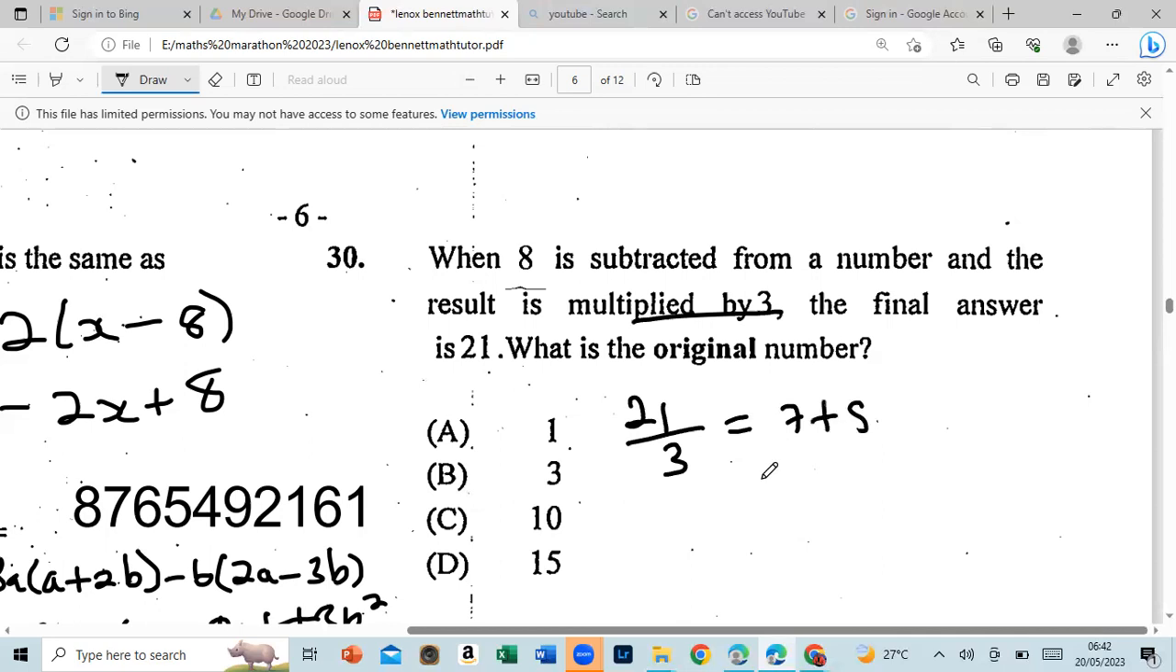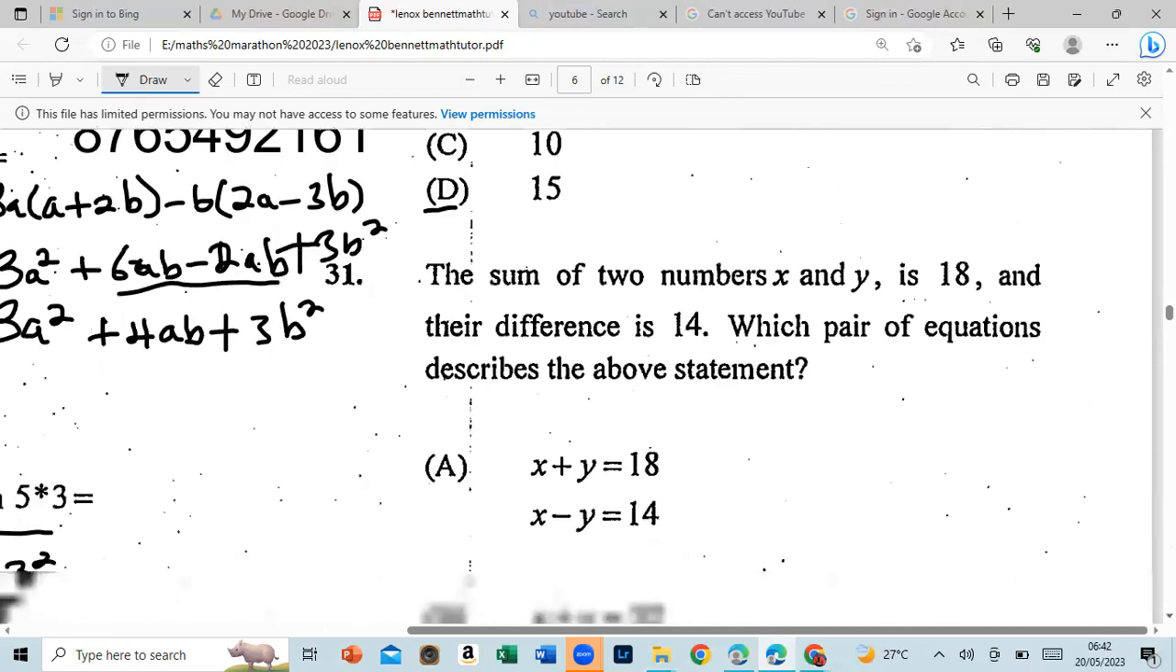So I teach my prep students, they can do this. So 7 plus 8 is 15. Alright, so the original number was 15. So we just basically do the inverse of whatever they did. And because they multiplied by 3, we divide by 3. Because they subtracted, we add.